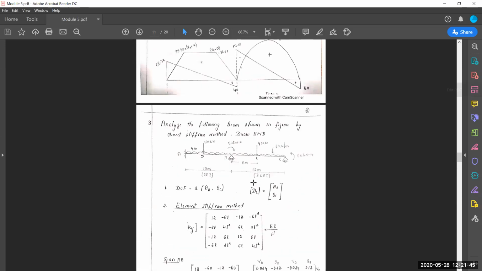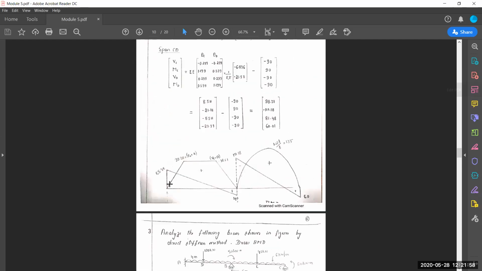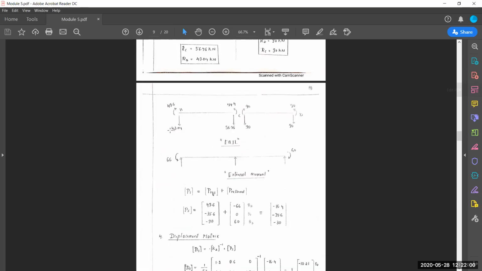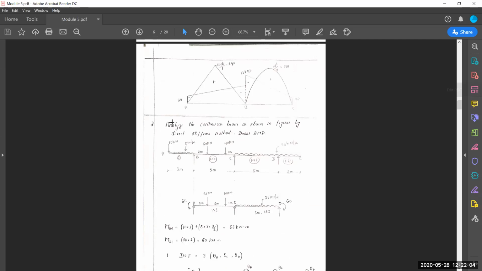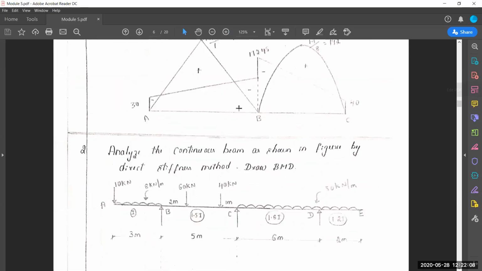Yeah, that's it. Be careful about the external moments. If external moments are given, then it is easy to identify whether whatever the answers you are getting is right or wrong. In some cases, external moments will not be given, but see, I'll show you the second problem. Problems like this also you can identify your answers.